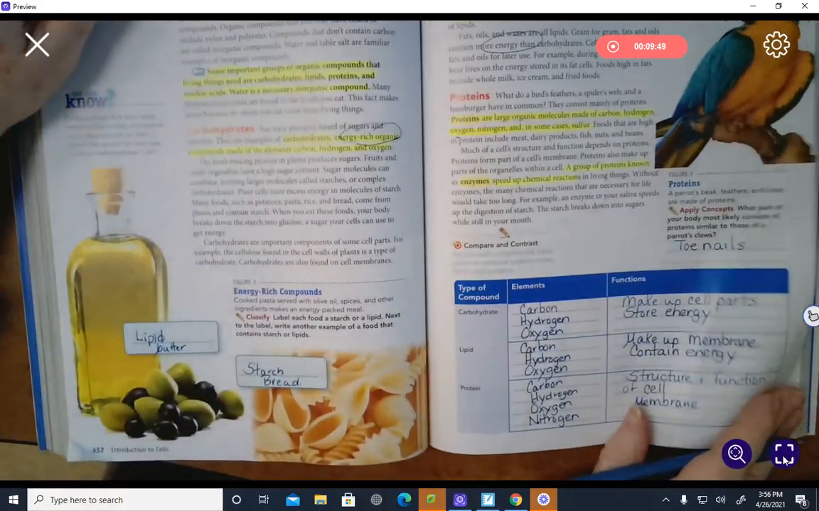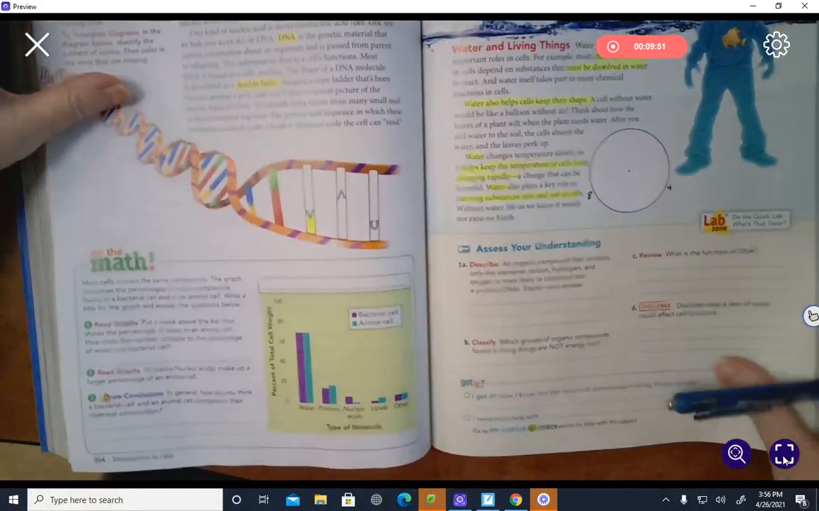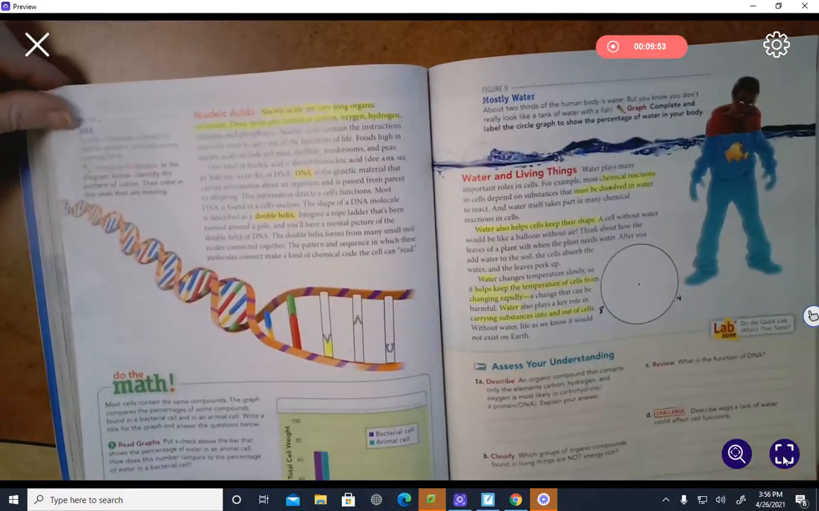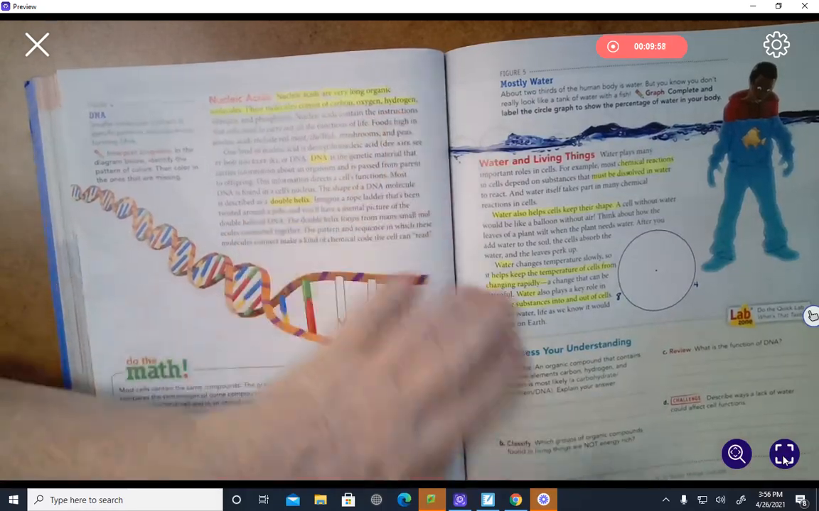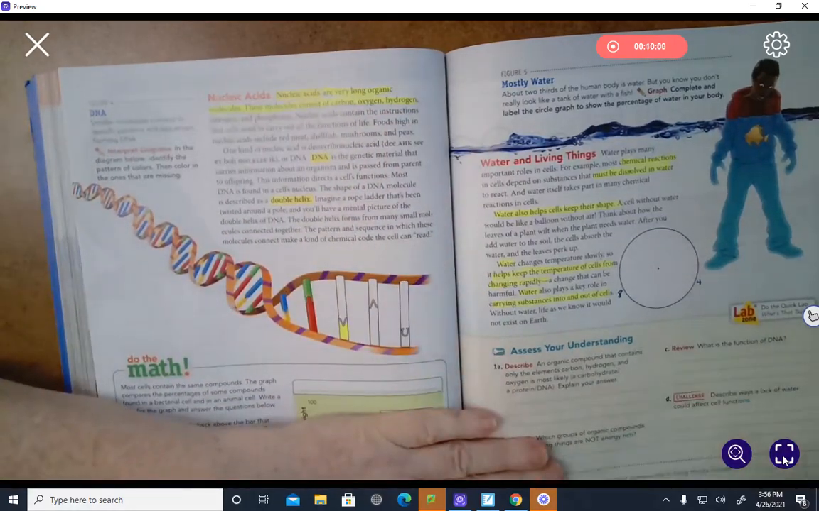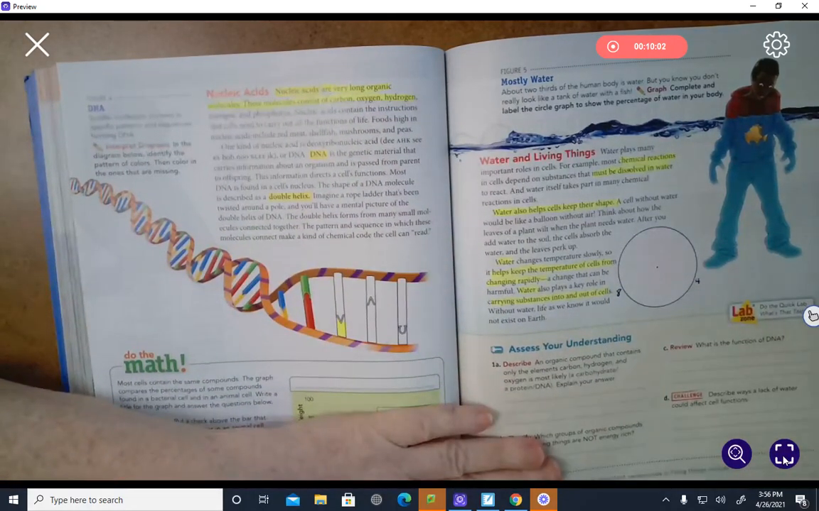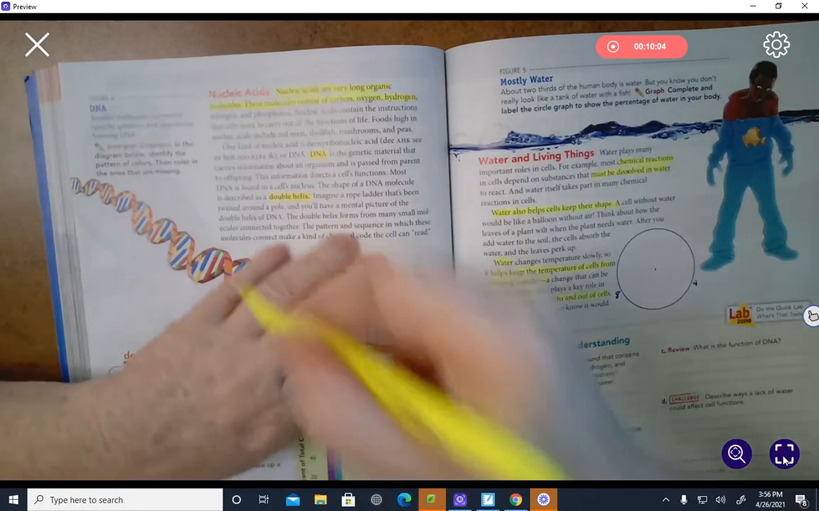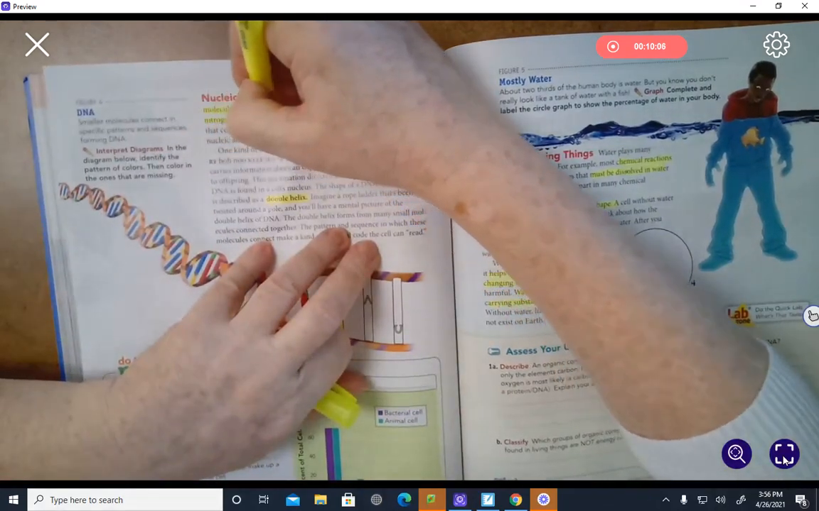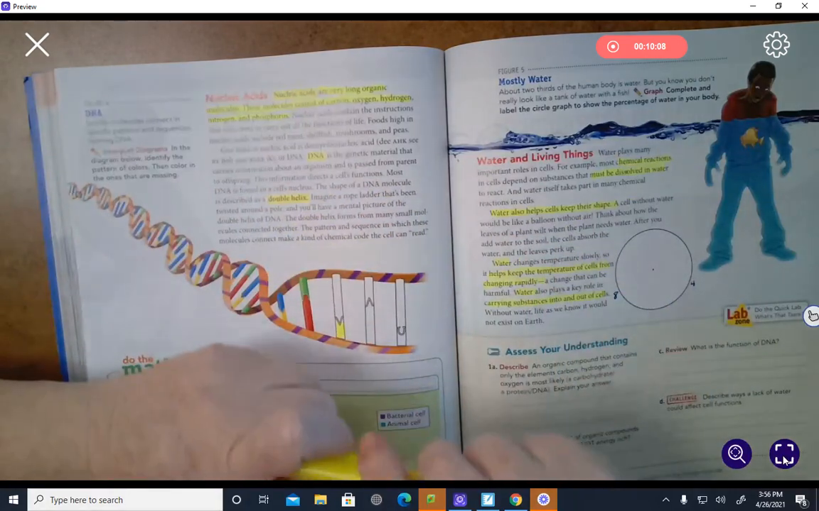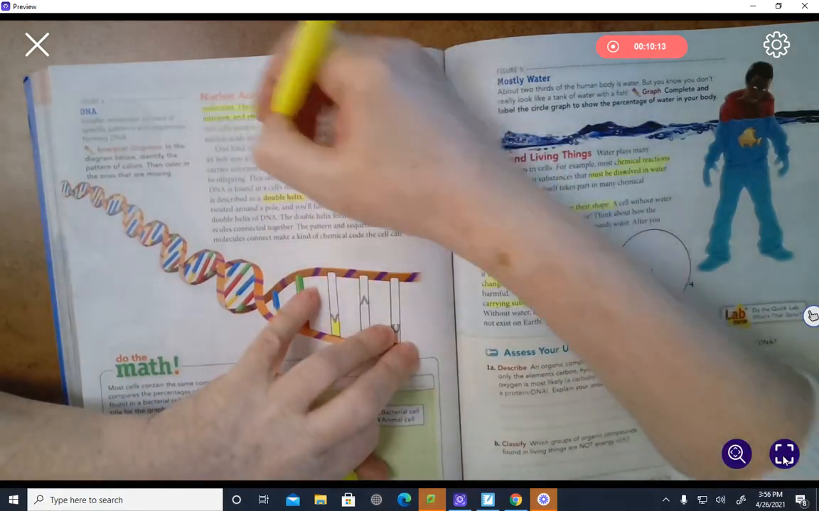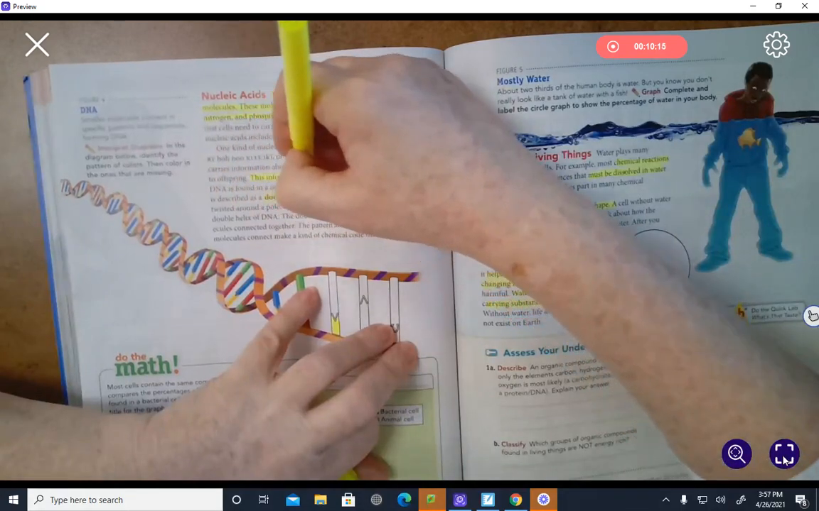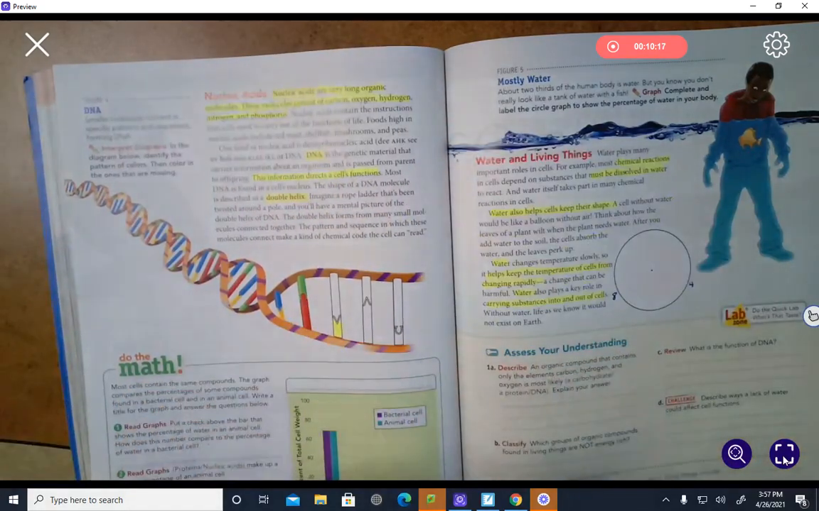The nucleic acids here are molecules that consist of carbon, oxygen, and hydrogen. Again, you're seeing the same types of elements. I'm going to highlight nitrogen here and a little bit of phosphorus because it is an acid. This DNA, this nucleic acid, actually directs the cell's functions. That's a little bit of extra stuff that I saw.